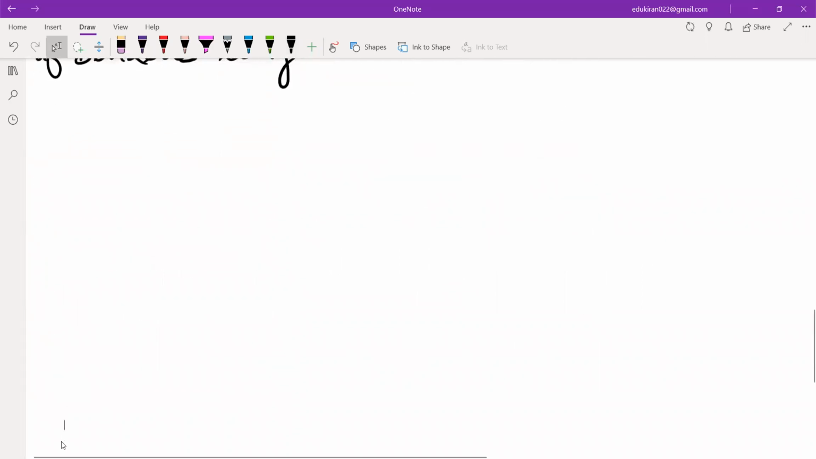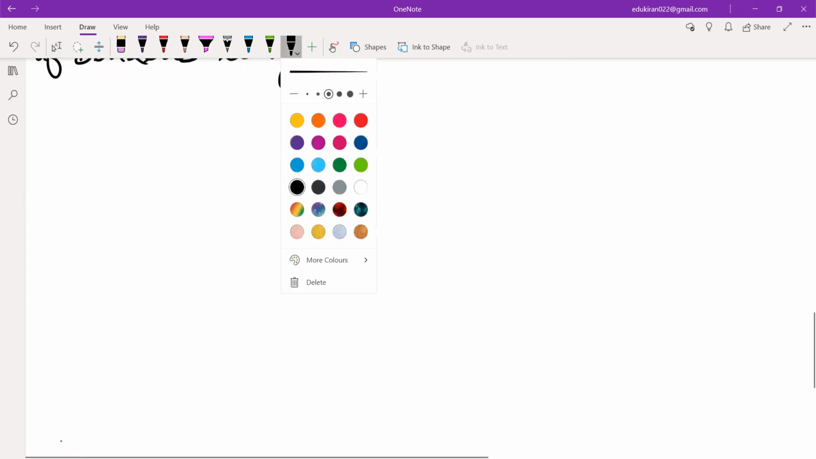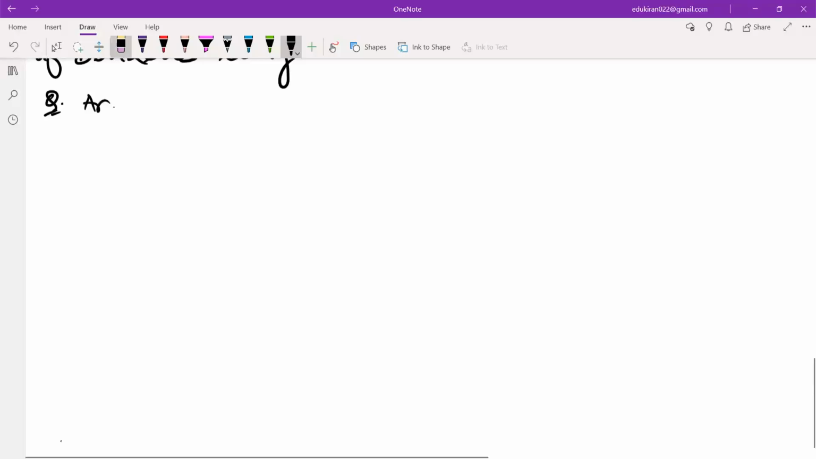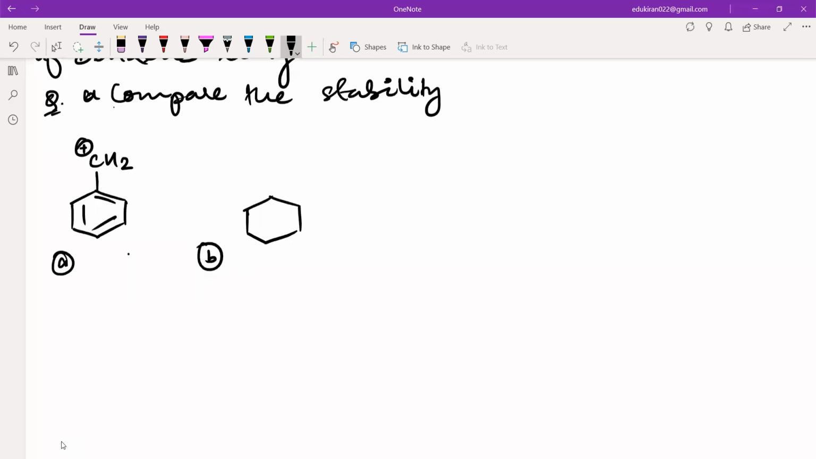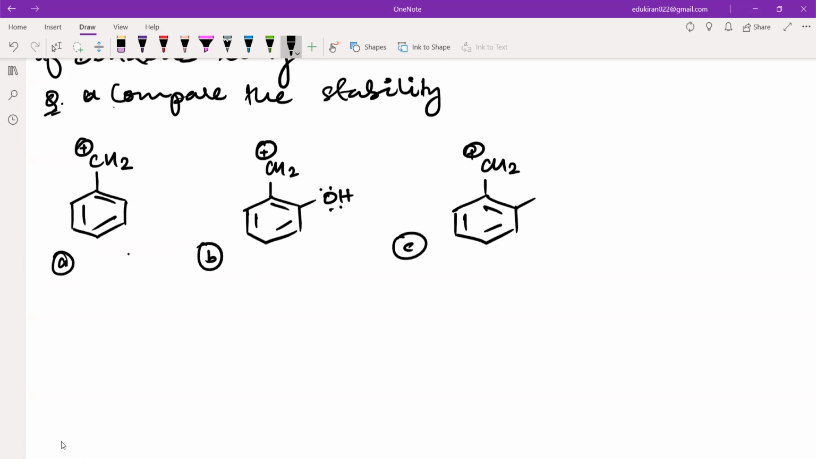Now let us look at how it is going to affect the stability of different carbocations. Compare the stability. So in this you have CH2 positive. This is just a CH2 positive. Secondly, you have CH2 positive, but this also has an OH group attached to it. Okay. Thirdly, you have the same CH2 positive, but there is a NO2 group attached here.